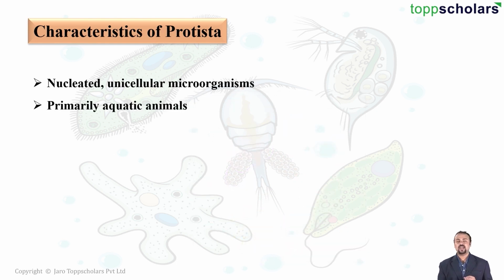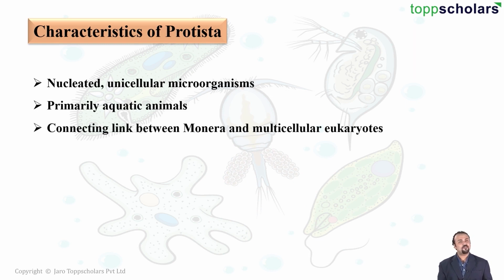They are primarily aquatic animals, usually found in fresh water, and they form the connecting link between Monera, which is the kingdom including all the bacteria, and the multicellular eukaryotes like fungi, plantae, and animalia. These protists are mostly found in the form of planktons. Now students, do you understand what is meant by planktons? These are organisms which kind of just float on water and they cannot swim against the current.